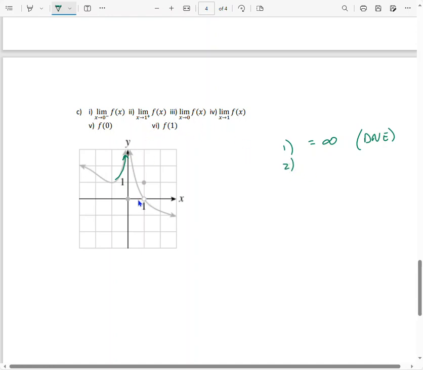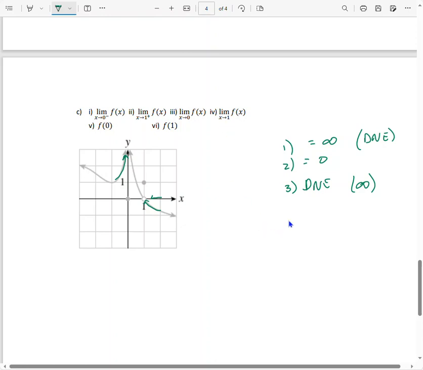Number 2, as I approach 1 from the right. Here's 1, approaching 1 from the right, that's coming up here, and that has a limit of 0. Number 3, as x approaches 0, as I get super close to 0, this limit does not exist. It does not exist because it does not settle on a specific number. We might say it's equal to infinity instead. If it tells you if the limit does not exist, state DNE, then write the DNE.